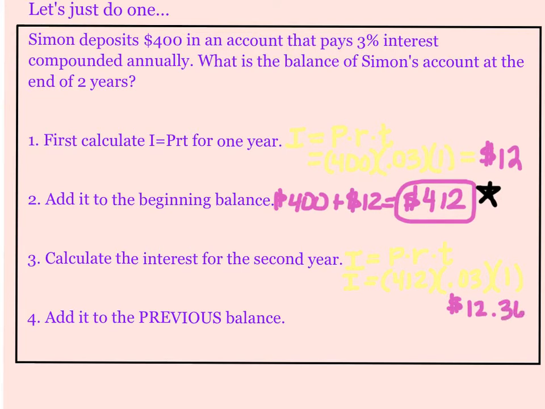So now what we need to do is just add this to the $412 that he had. So $412 plus $12.36, that gives him a grand total or ending balance of $424.36.